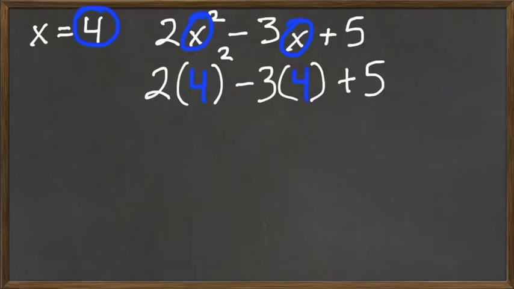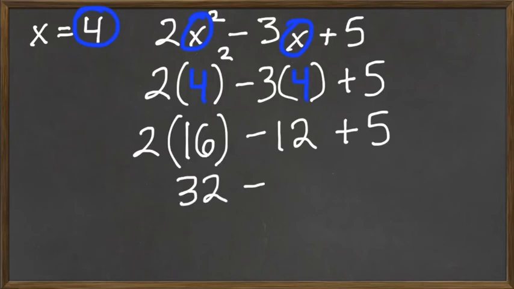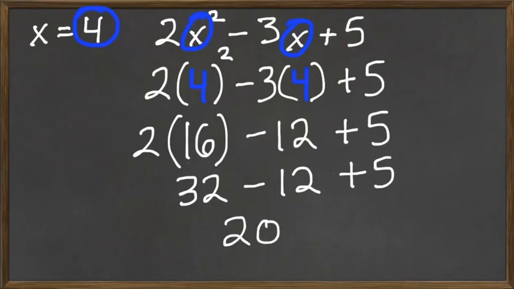Then we have to do the exponent here first. 4 squared. 4 times 4 will get 16. 2 will still be there. And we'll have negative 3 times 4 will get negative 12. And then the positive 5. And we get 2 times 16 will be 32. Minus the 12 plus the 5. 32 minus 12 will get 20. Plus 5, we get 25.